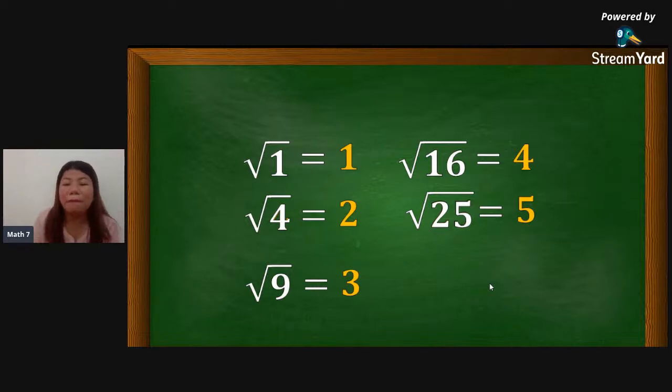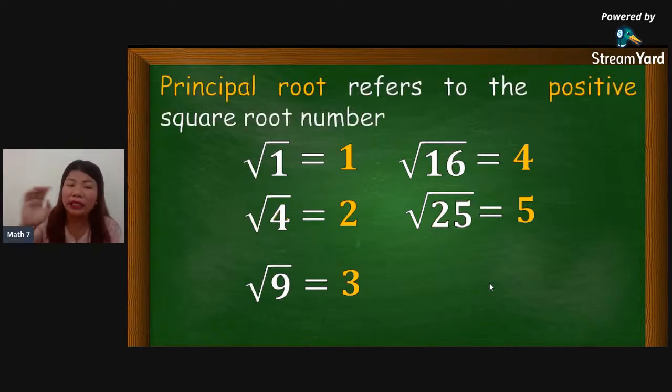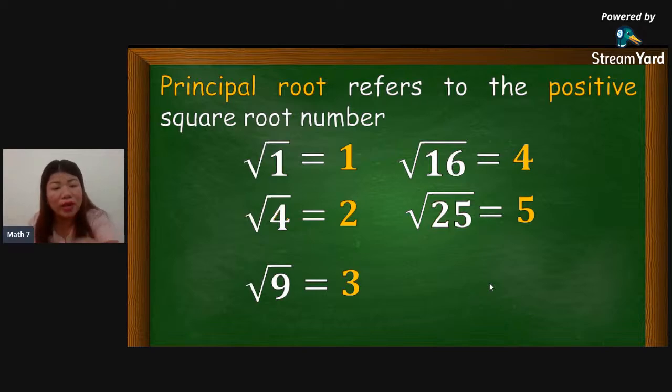O, ito naman. Kapag positive lang po ang tawag dito ay principal root. Okay? Again, when you are getting the positive square root number, ang tawag dyan ay principal root. Ang principal root ay laging positive. So, kung makikita nyo dito, square root of 1, ang sagot lang ay 1. Kasi ang 1 ay principal root. Okay? Kapag tinanong ko kayo, ano ang principal root ng square root of 289, you have to give me the positive square root. Maliwanag po ang principal root ay laging positive.